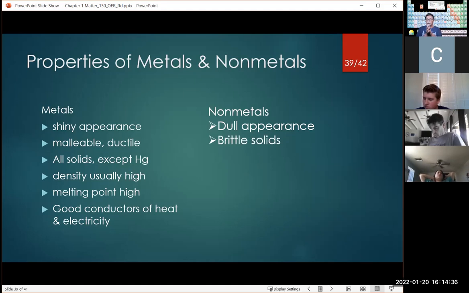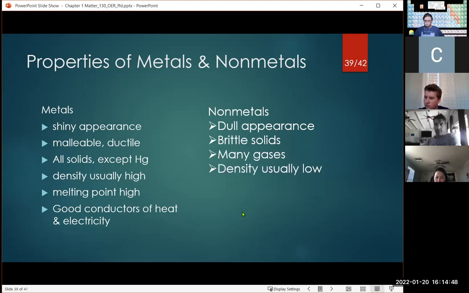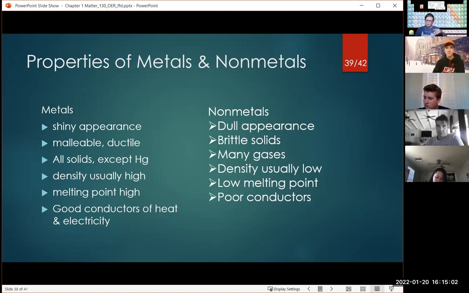Not all non-metals are solid, but the ones that are tend to be brittle. And a lot of the non-metals are gases. Their density tends to be low, that ratio of mass over volume. They tend to melt at a low temperature, and they're very poor conductors, which makes them excellent insulators.